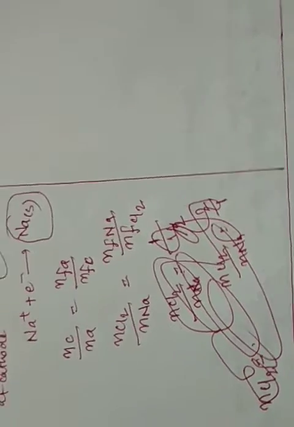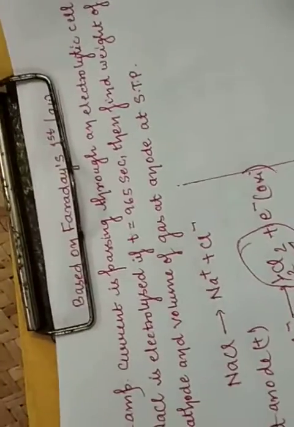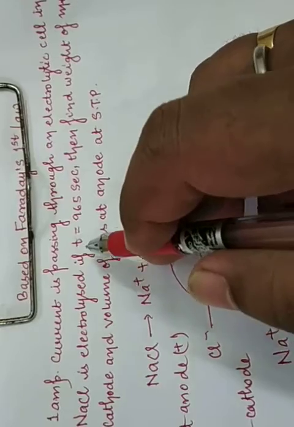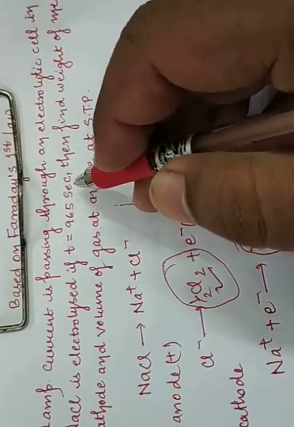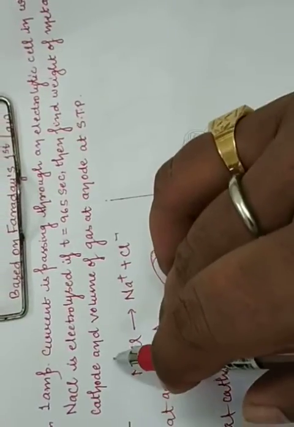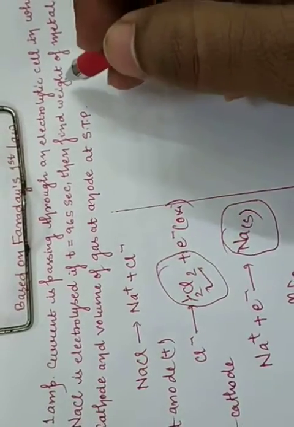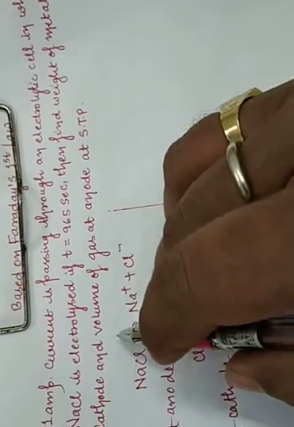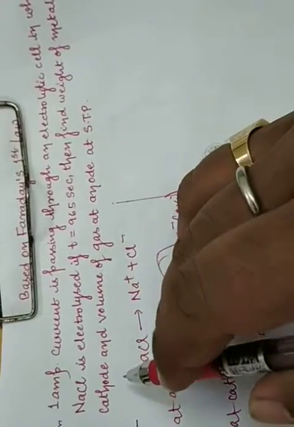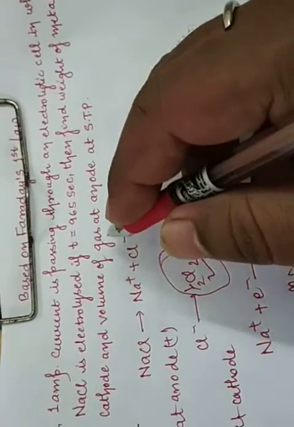Now this is again based on the first law numerical. 1 ampere current is passing through an electrolytic cell in which NaCl is the electrolyte, and the time given is 965 seconds, already in seconds. Then find the weight of metal at cathode and the volume of gas at anode. So first you find which metal is present at the cathode and which gas is present at the anode.